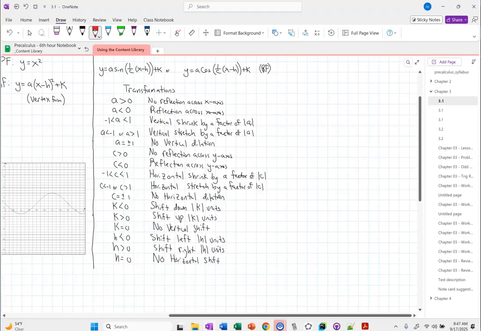Yes. For K less than 0, does it say shift down 1? That's the absolute value of K. Oh, okay. So you can't shift negative units. That doesn't make sense. The down is taking the negative.